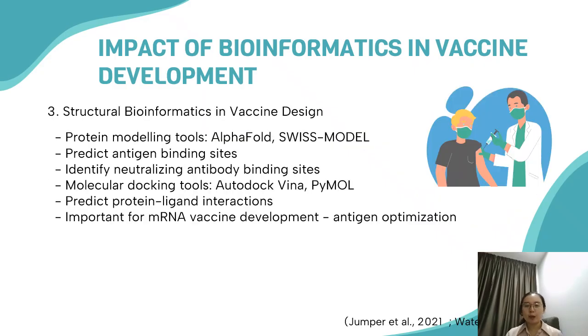Next is the structural bioinformatics in vaccine design. In structural bioinformatics, various bioinformatics tools have been employed to determine the protein structure. Protein modeling tools such as AlphaFold and Swiss-Model are used to provide the 3D model structure of viral protein. The 3D model structure enables the researcher to predict the antigen binding site and to identify neutralizing antibody binding sites to guide the vaccine development.